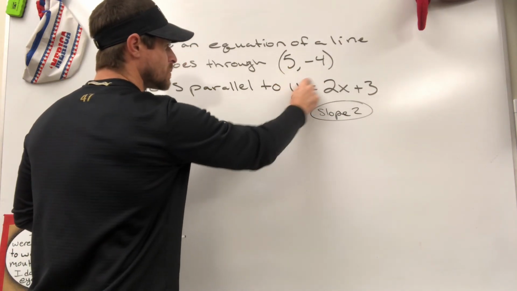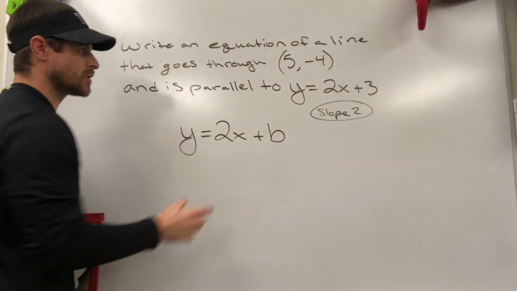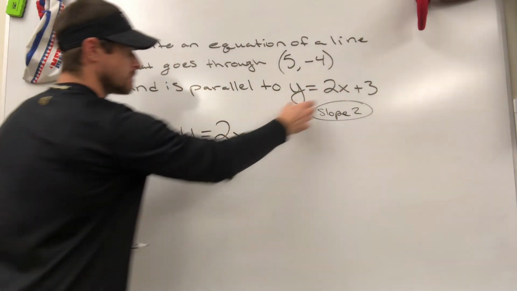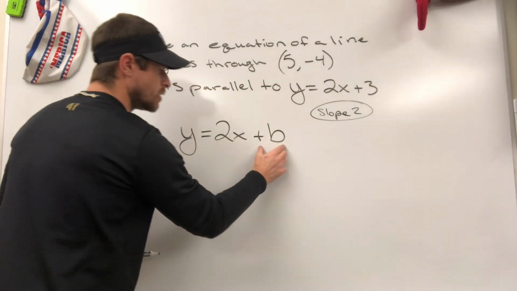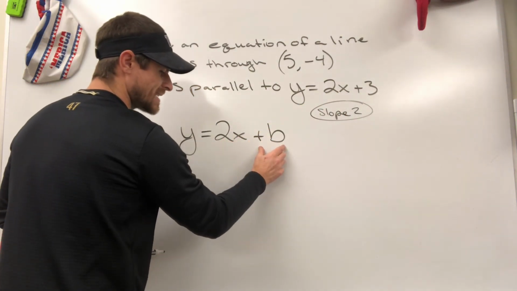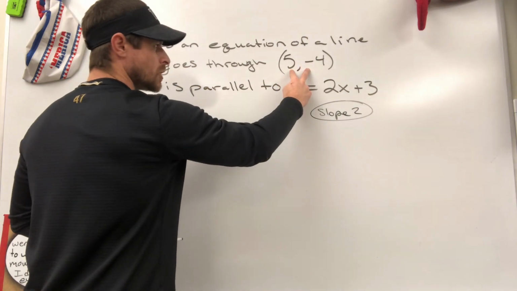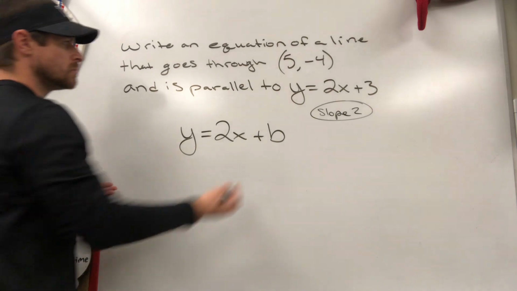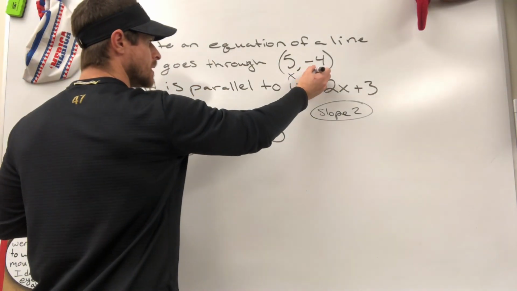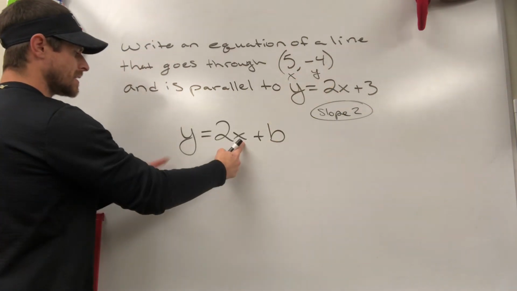This is what's making this problem a little bit trickier: we have to create parallel lines, so the slope has to match. But then the second part is we need to know exactly where it crosses the y-axis in order to make sure it crosses (5, -4). All you do, well, 5 is an x, -4 is a y. Replace the x and the y.